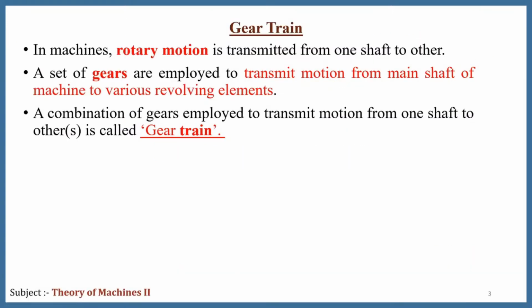Now we'll start with the introduction of the gear train. As we know, in machines, rotary motion is transmitted from one shaft to another shaft for a particular application. In these machines, we use gears to transmit the motion from one revolving element to another. Now, there is one term, the gear train. A gear train is a combination of gears employed to transmit the motion from one shaft to another shaft.